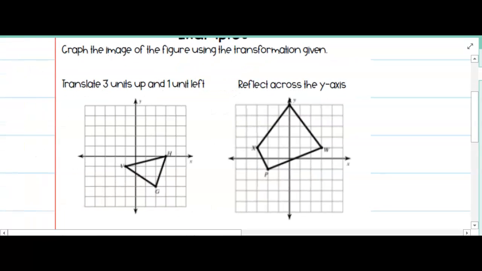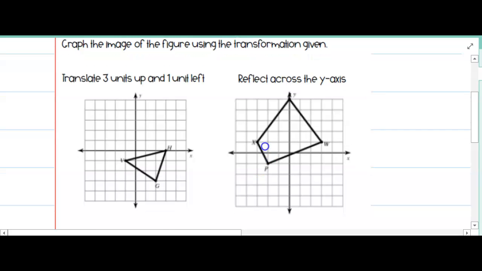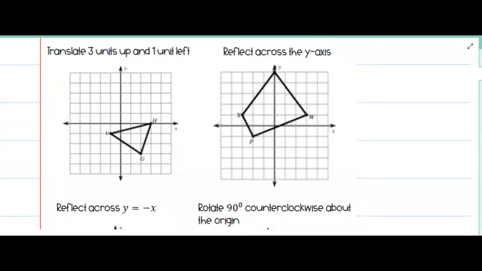So we want to graph the image of the figure using the transformation given. So the first one should be pretty simple. We're going to translate this triangle HGV, it looks like. We're going to translate it 3 units up and 1 unit left.